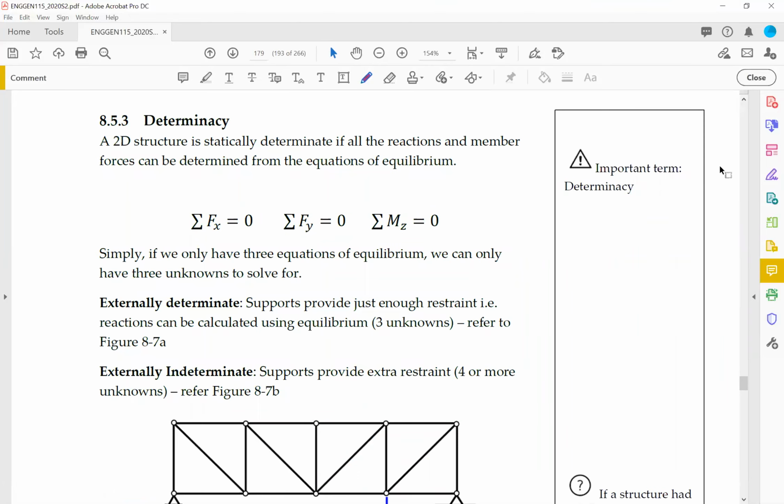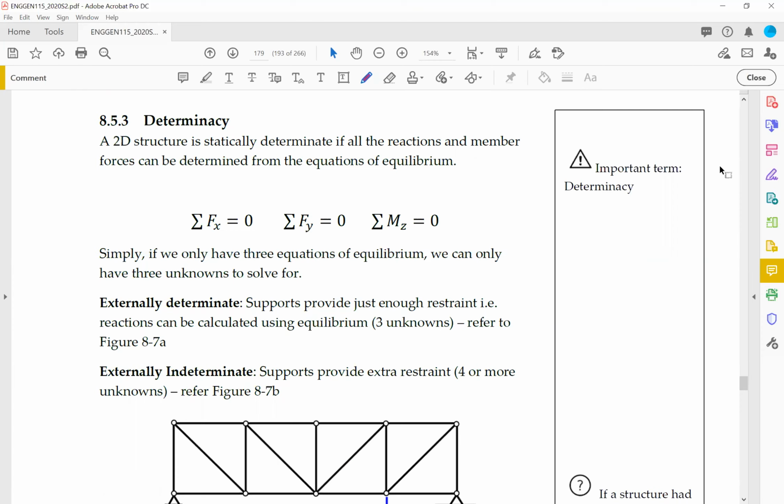Moving on to determinacy. Essentially, determinacy is where we can analyze a structure, so we can do method of joints, only using these three equations: sum of forces in the x, y, and sum of moments about an axis. Again, we have two versions of determinacy: external determinacy and internal determinacy. Let's first look at external determinacy.